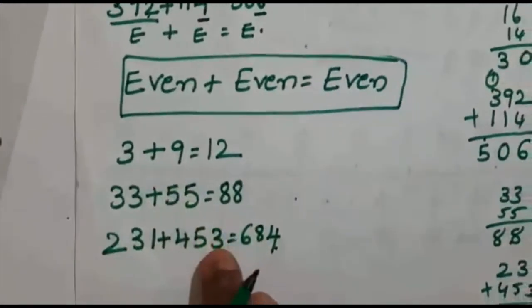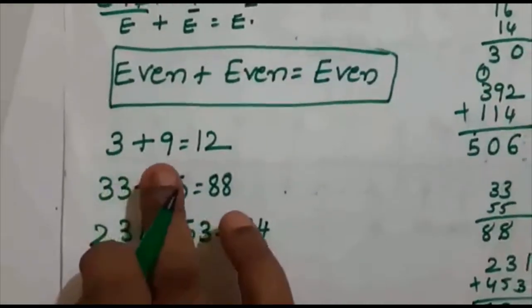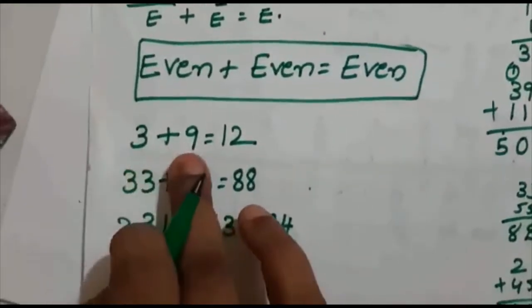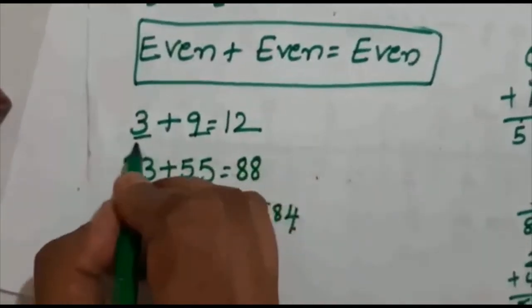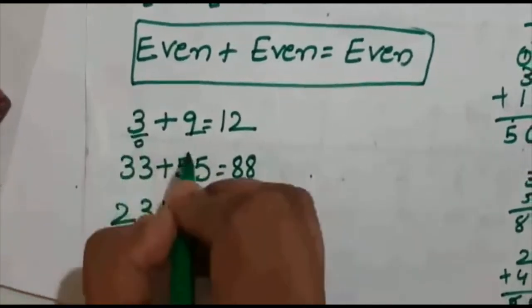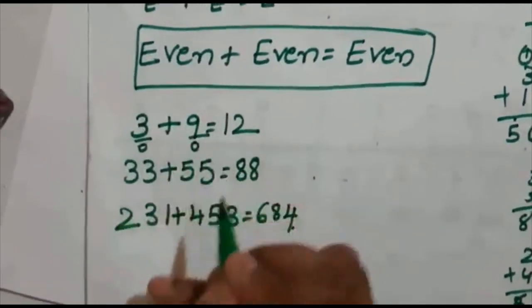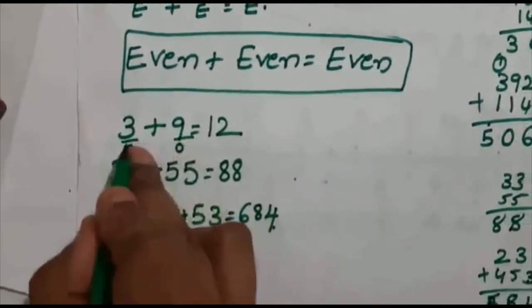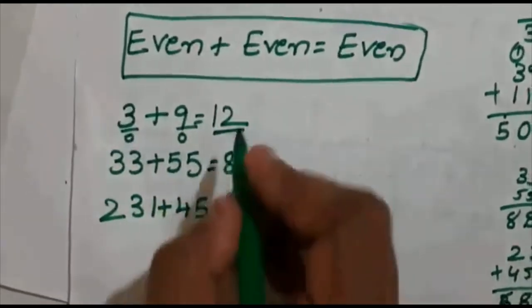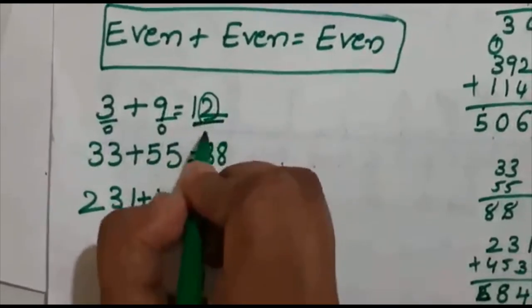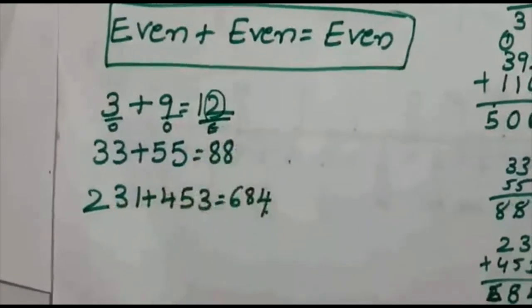Now, let us observe all these addition facts. In the above addition facts, did we add even numbers or odd numbers? If you see here, the given two numbers are, is it even or odd? 3 is an odd number and 9 is also an odd number. We are adding these two numbers. So what is the result we get here? The unit's place is 2, so this is an even number.